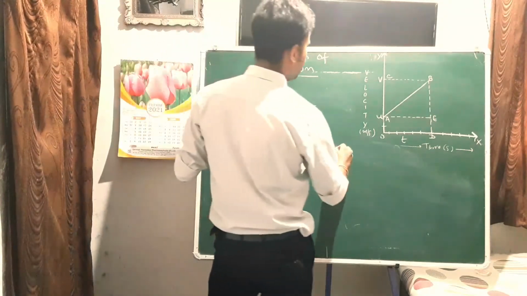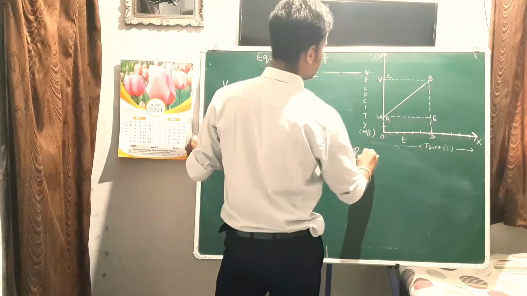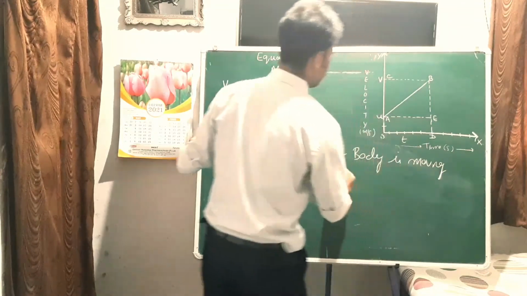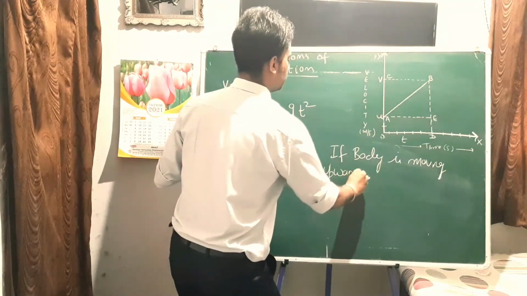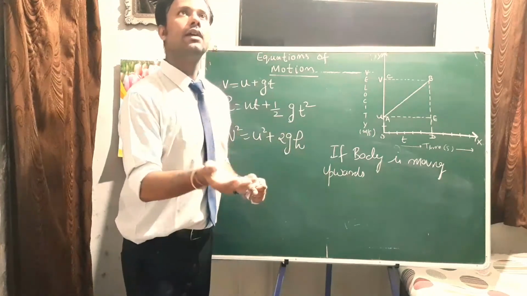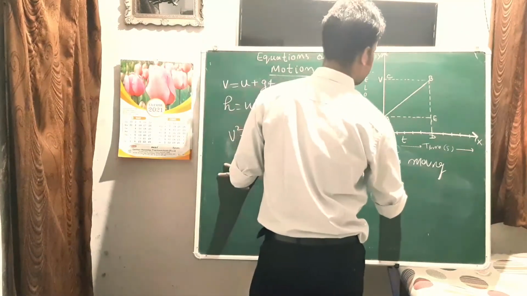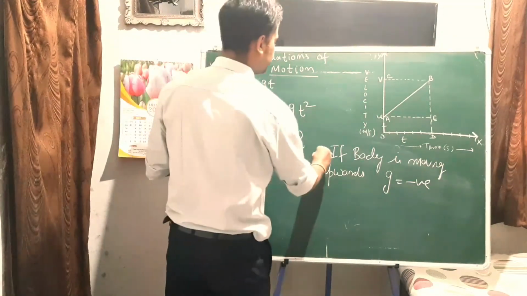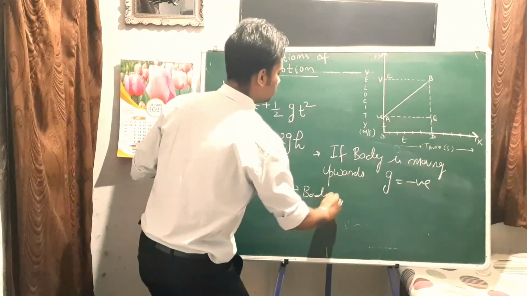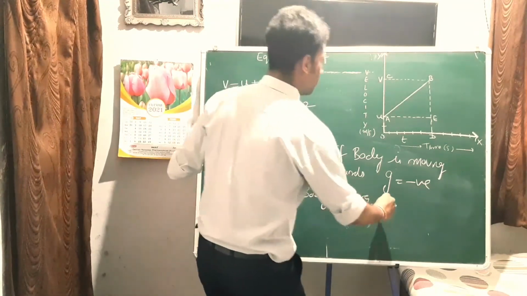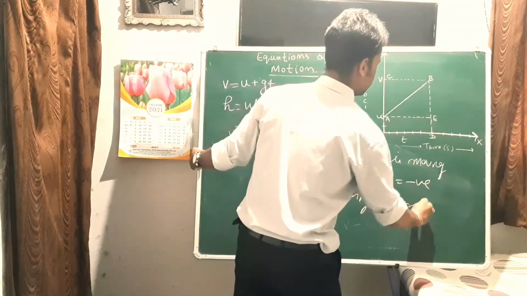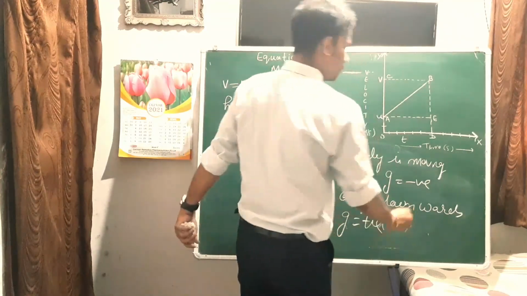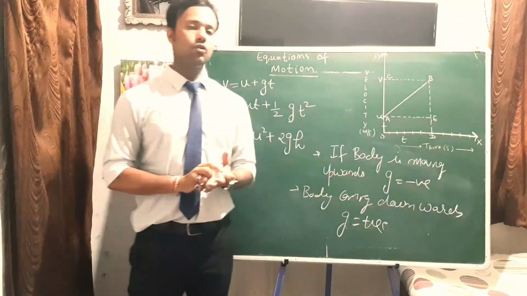One more important thing, if the body is moving upwards, that means against gravity, like this, then G will be taken as negative. Okay? And if the body is coming downwards, then G will be positive. So please keep this in mind while you're solving the numericals.